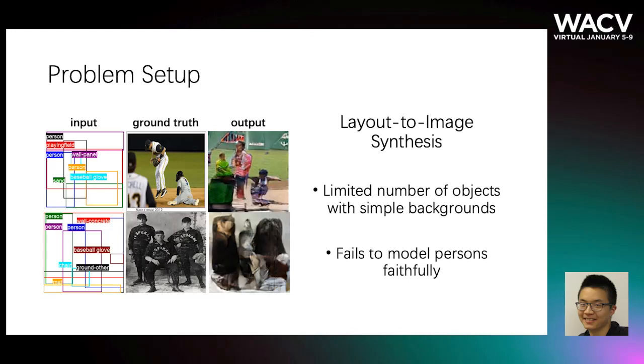The first one is layout to image synthesis, which generates an image given a set of bounding boxes and corresponding class labels, as is shown on the left figure. Though it can model a limited number of objects with simple backgrounds, it fails to model person instances faithfully.